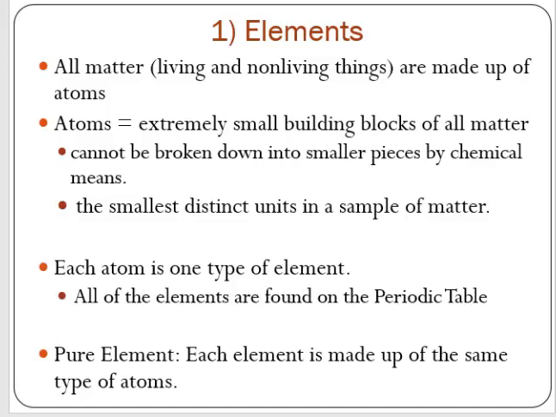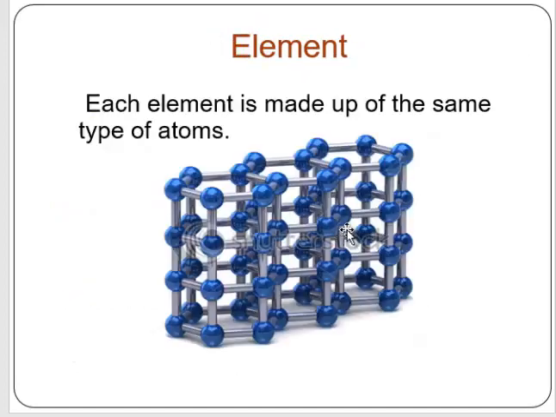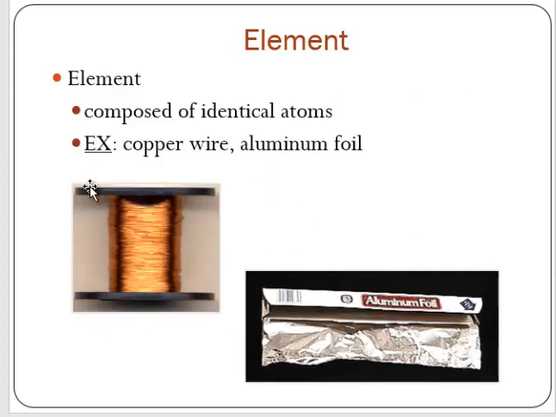For example, let's pretend this is what the element looks like on the molecular level, super, super tiny. Each one of these balls represents an atom, and each of these atoms is exactly the same. So we could say that this here is the element solid iron. That would mean this is iron, this is iron, this is iron, this is iron, and this is iron. Every one of those atoms in that chunk of iron is iron. Therefore, that is going to be defined as an element. Another example of an element would be, here we go, copper wire.